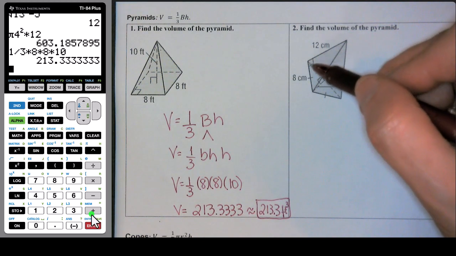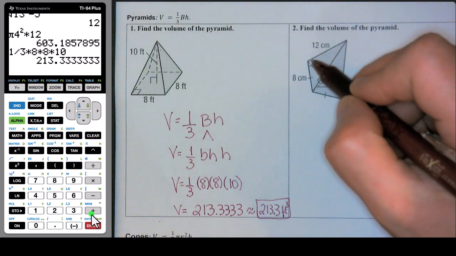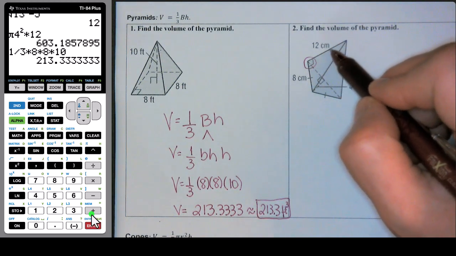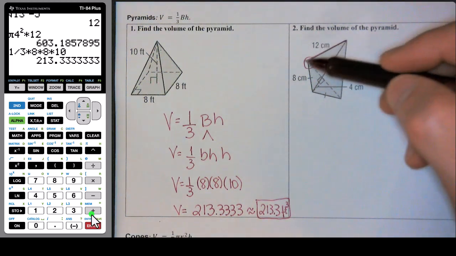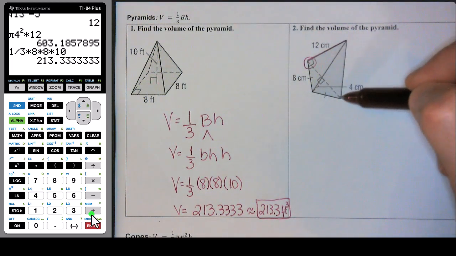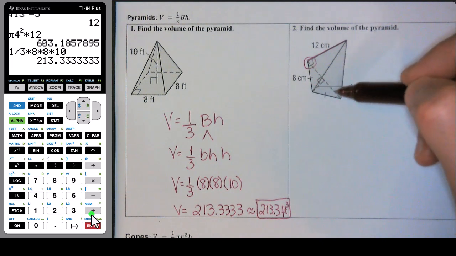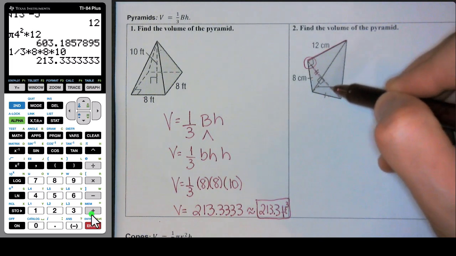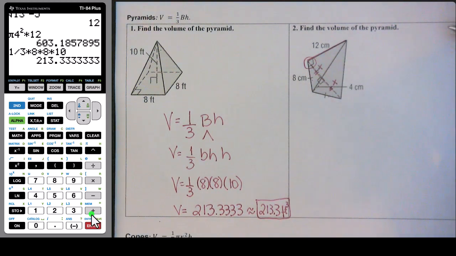Next problem, we have a triangular pyramid. We also notice that this side here is 90 degrees, so that means this would be our height of the pyramid, okay? And this would be your base of the pyramid, which is a triangle, and we have the height. The only thing we don't have is the base of the triangle here. But we notice that these two sides are the same, so therefore these two sides will be the same. So we can call it x and x.